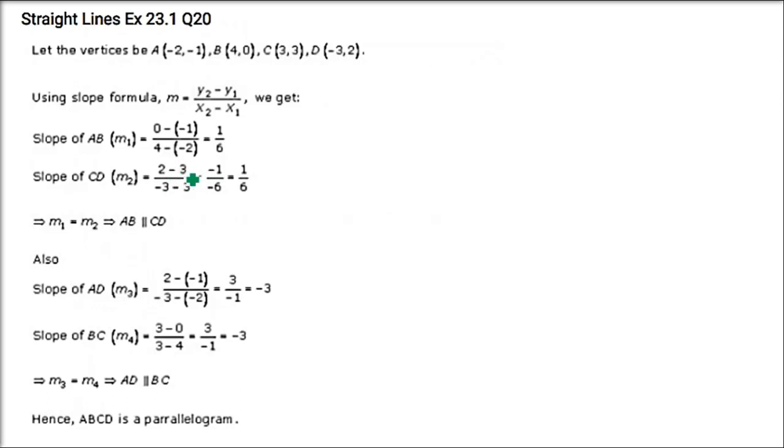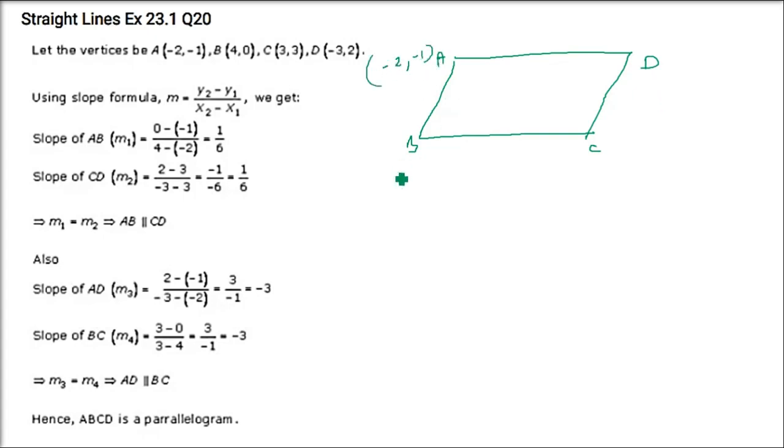Next is, by using the concept of slope, show that the points -2, -1, 4, 0, 3, 3 and -3, 2 are the vertices of a parallelogram. Now only the slope concept has to be used, and the parallelogram has to be proved, and this is an NCERT question, so it will be important. Now this is A, B, C, D, you can say a quadrilateral. So A is -2, -1, B is 4, 0, C is 3, 3 and D is -3, 2.